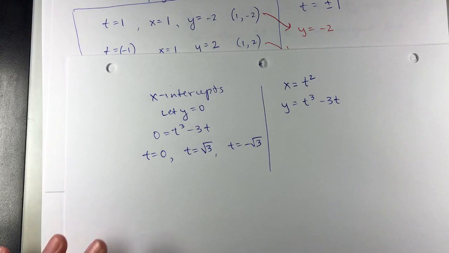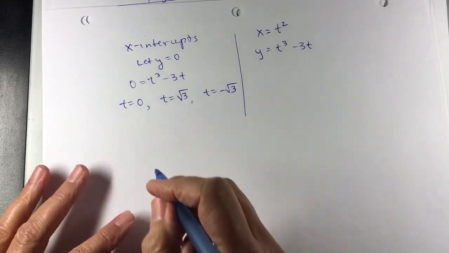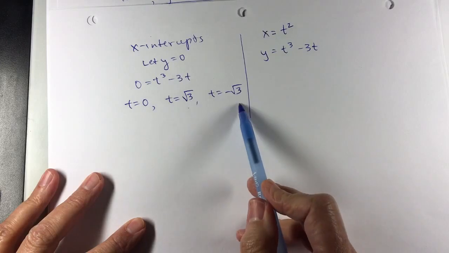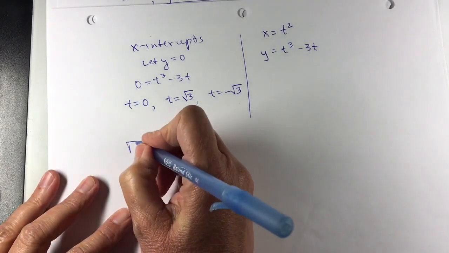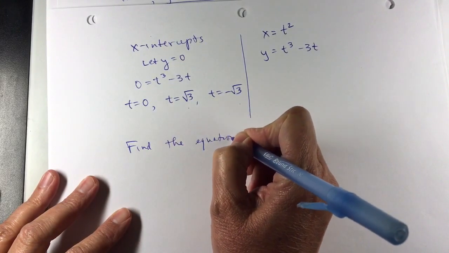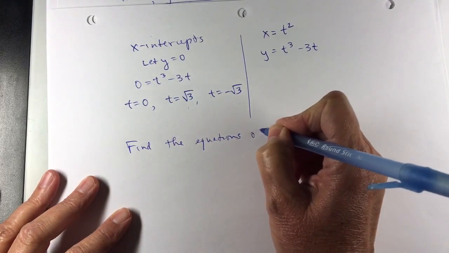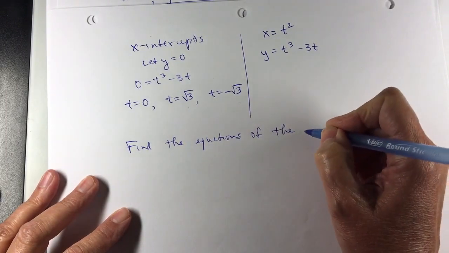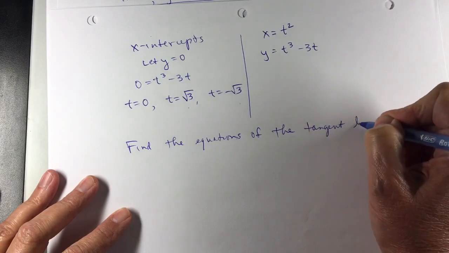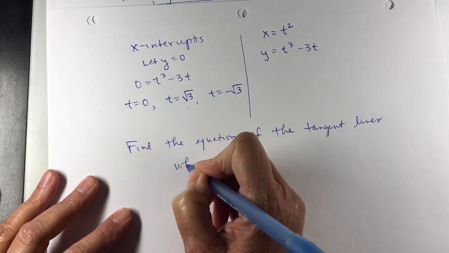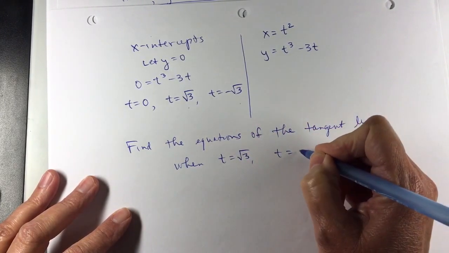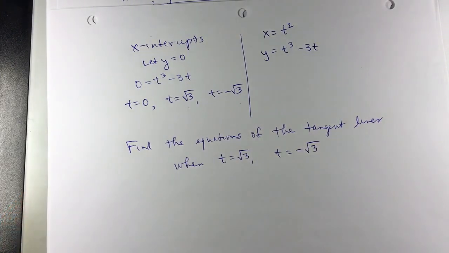We've already found that. So now I want to find the equation of the tangent lines when t is square root of 3 and when t is negative square root of 3. Find the equation. I guess I'll say plural because I'm looking for two of them. Find the equations of the tangent lines when t is the square root of 3 and when t is negative square root of 3.